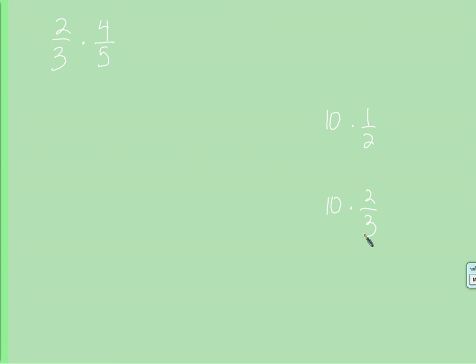So when we multiply by a fraction, what I want to establish here is we're trying to find this much of this thing. Right? How much is that? How much is 1/2 of 10? How much is 2/3 of 10? How much is 4/5 of 2/3? Okay, that's what we're trying to figure out. Then we'll see why it makes sense to multiply straight across rather than, you know, add like an x or something.